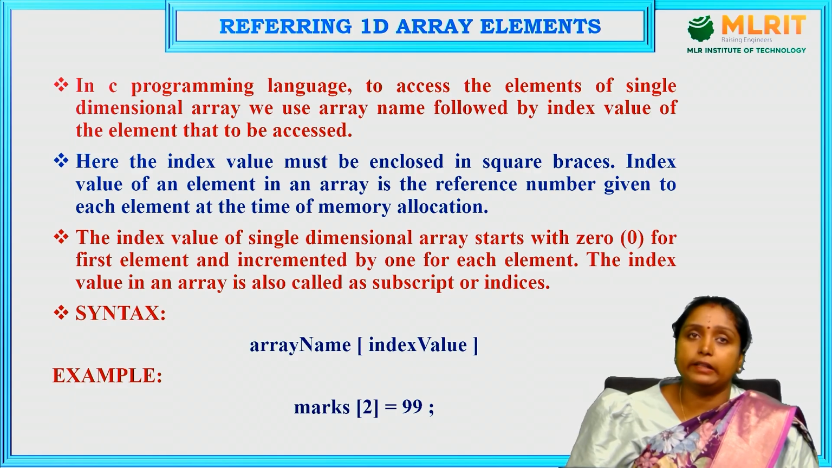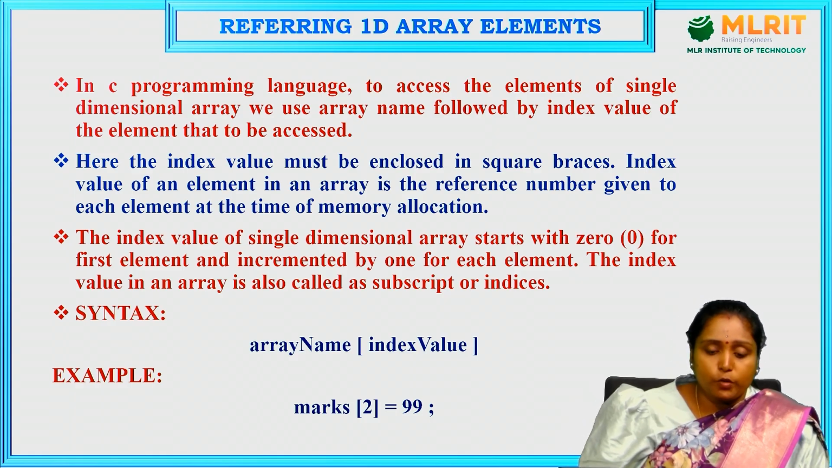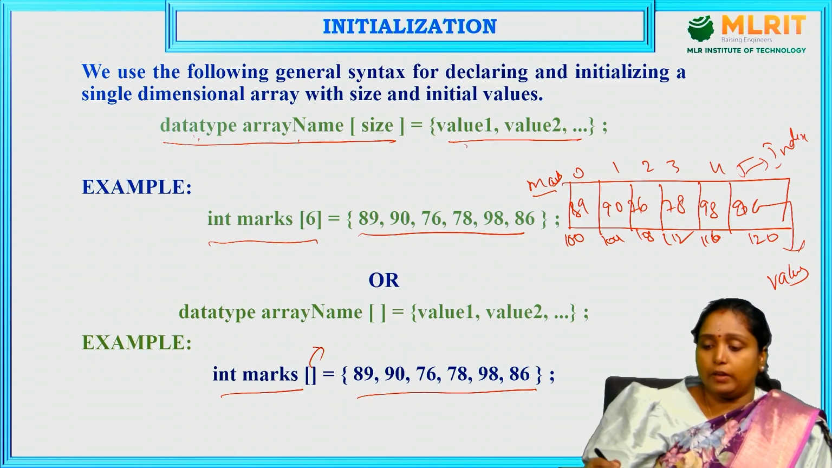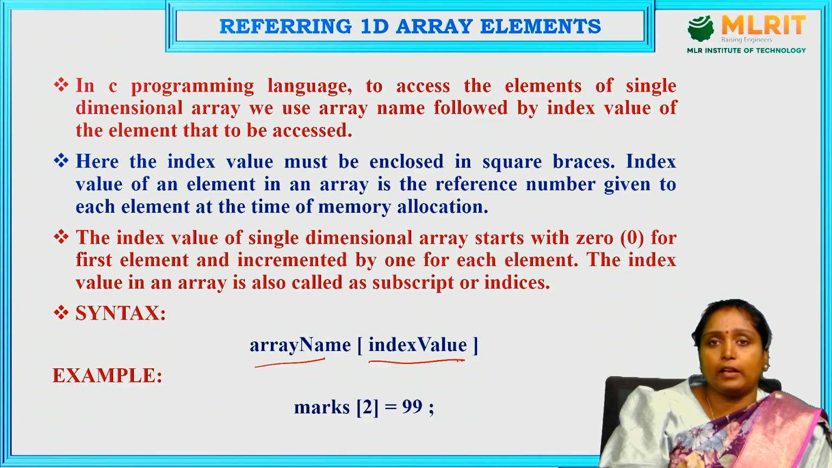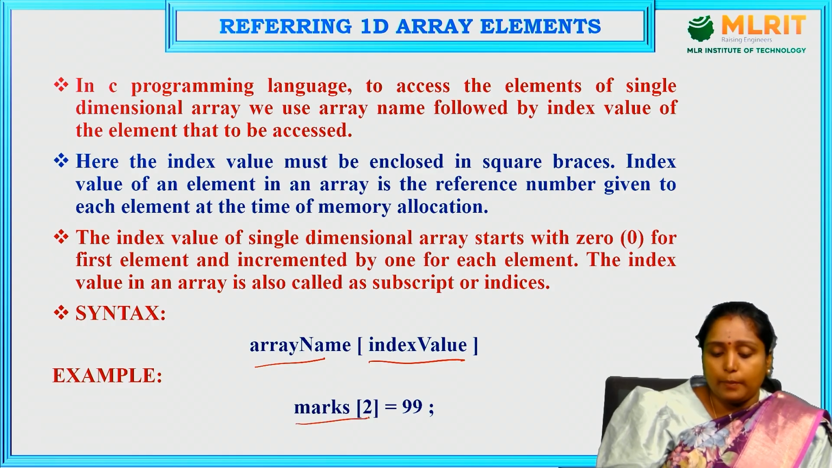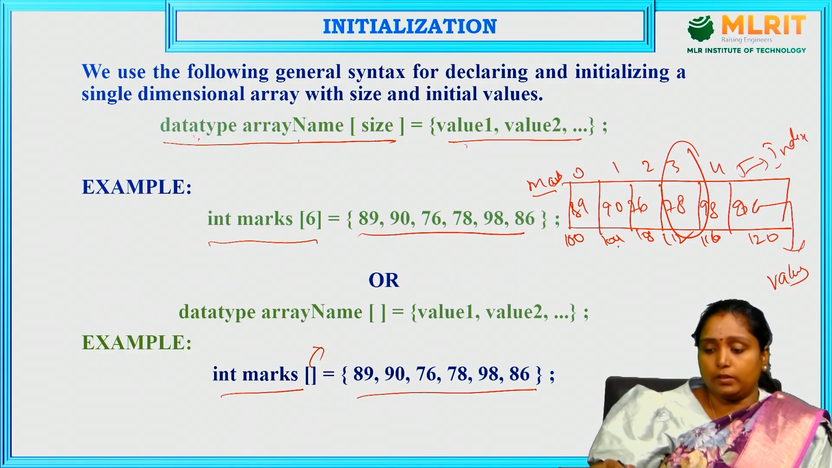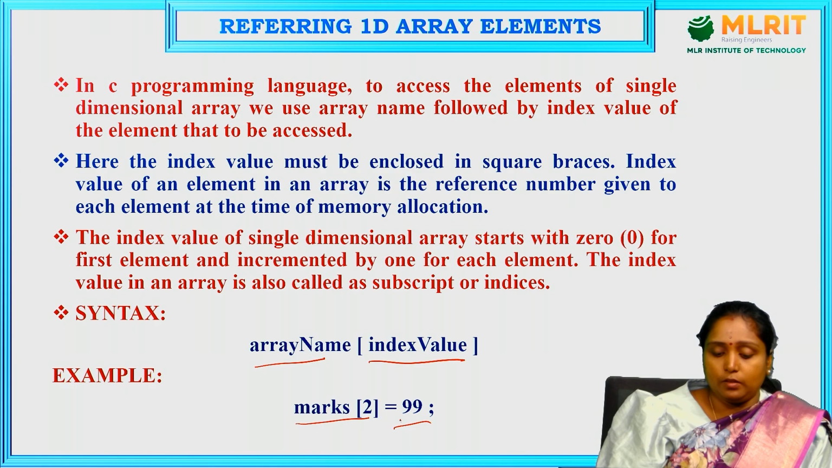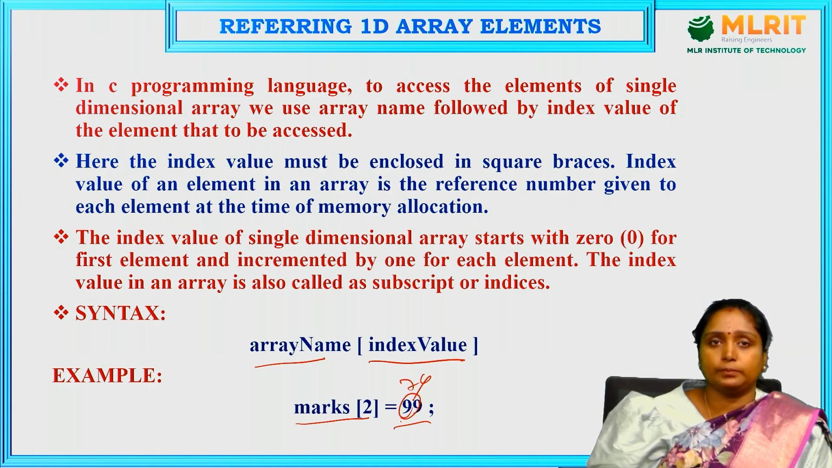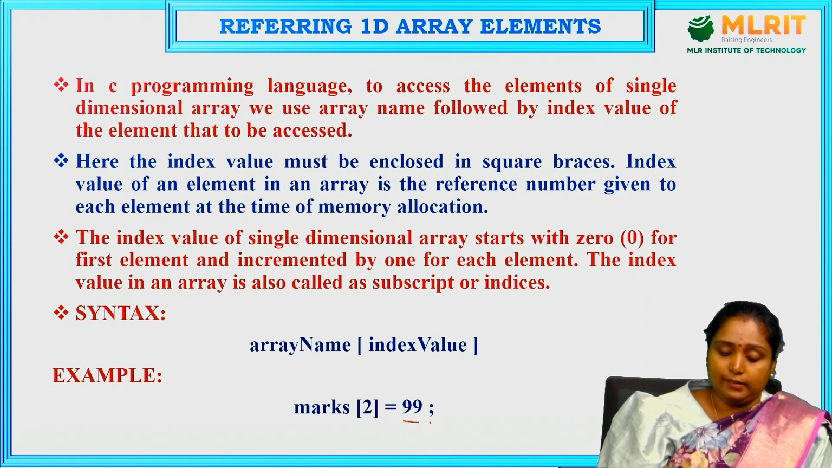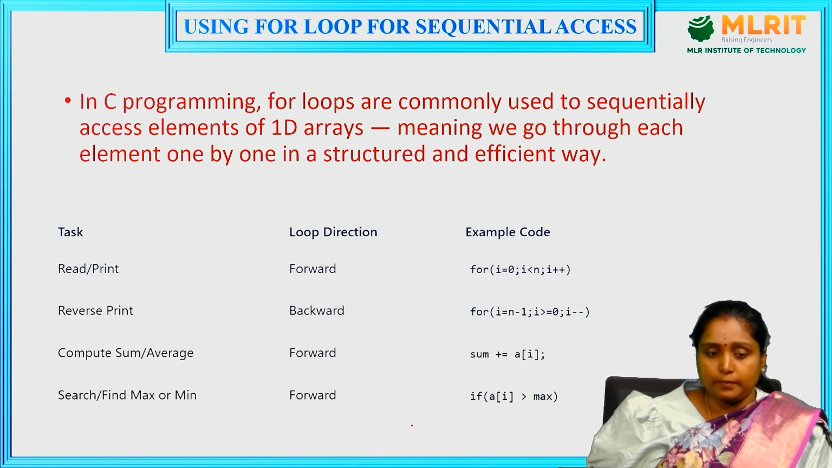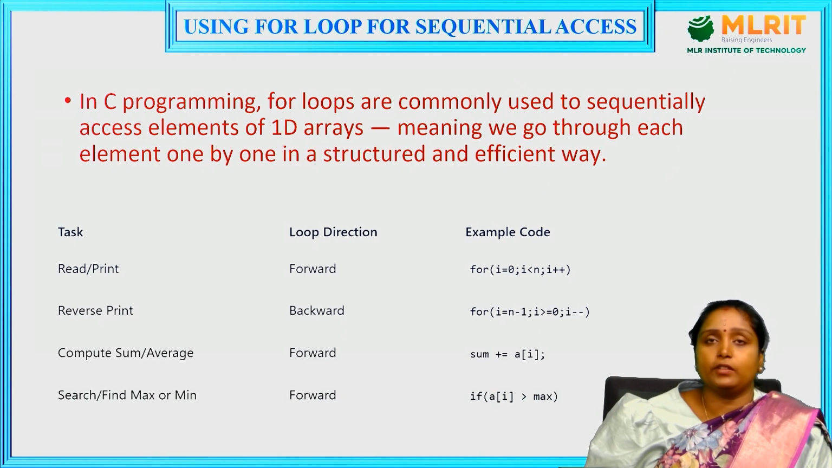Coming to referring 1D arrays. How are we going to refer to the index values if I want to access an element? Simply I can write the array name followed by the index value in the subscripts. So marks of 2 equals 99. When I go with marks of 2, the value in this, which is 76 or whatever you have, will be printed. Or if I want to change marks of 2 to 99, I can change it like this.